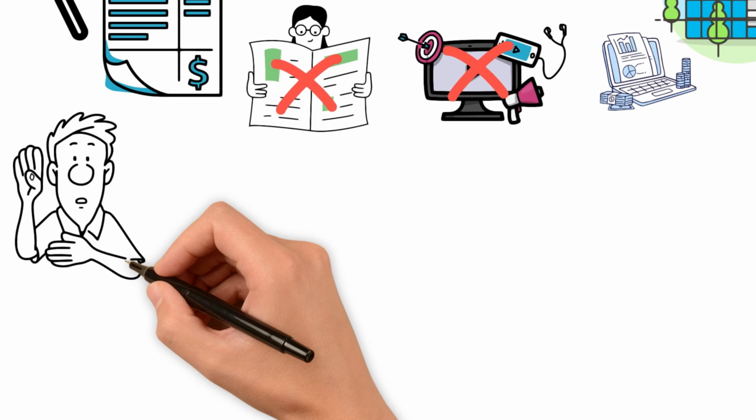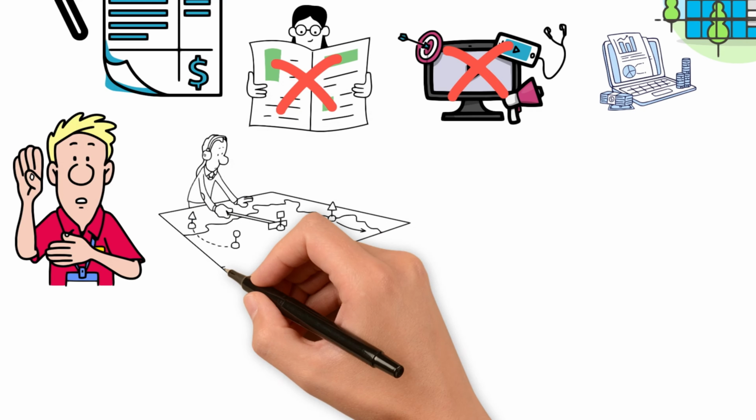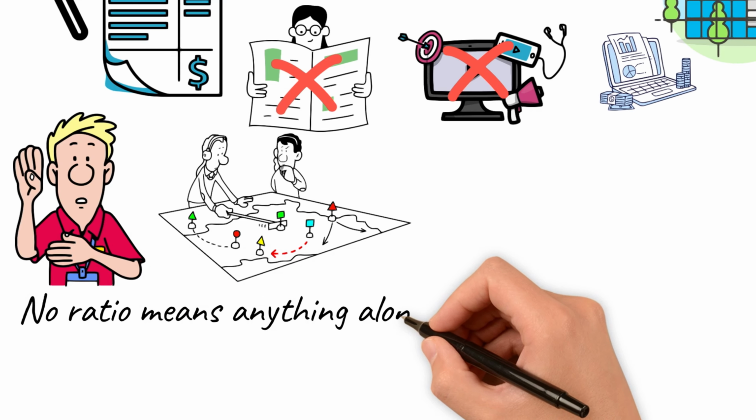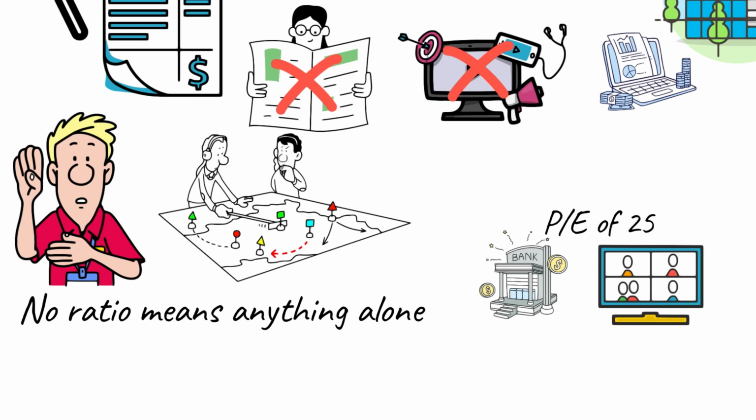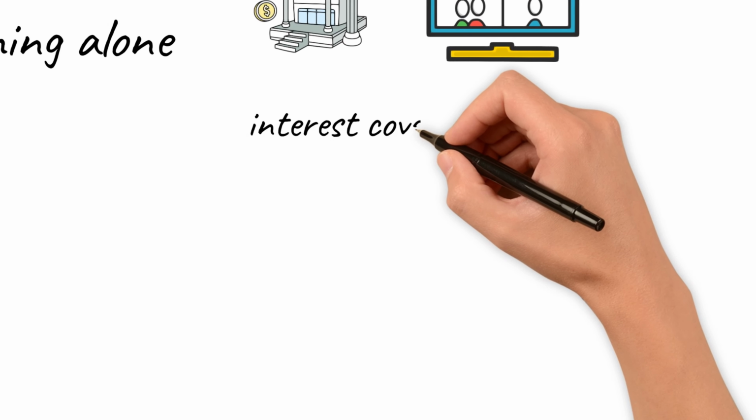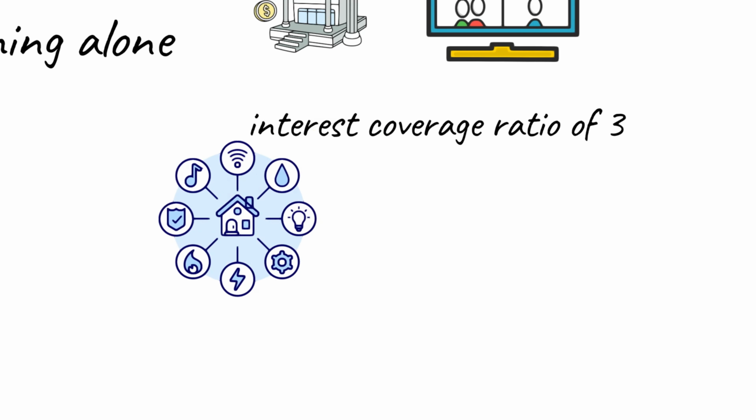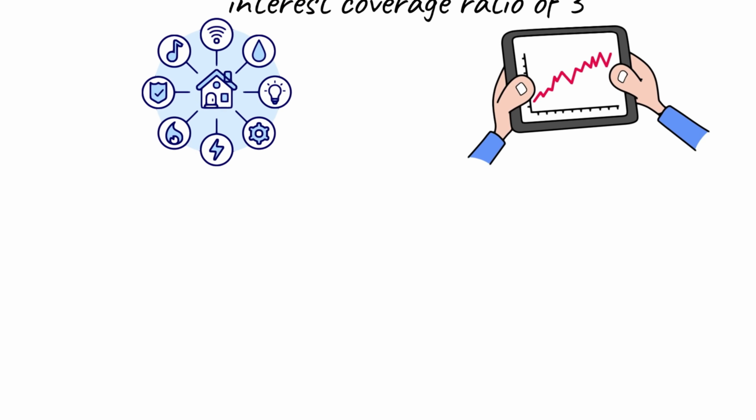Now, the rule I promised you at the start, the one that makes every single ratio we covered today actually work in the real world. No ratio means anything alone. A PE of 25 is expensive for a bank. It's cheap for a fast-growing software company. An interest coverage ratio of 3 is uncomfortable for a utility with predictable regulated revenue. It's perfectly fine for a high-growth tech firm.